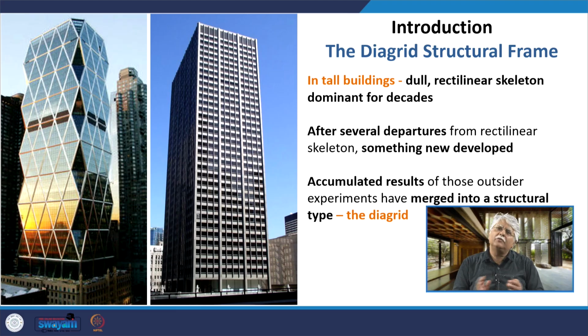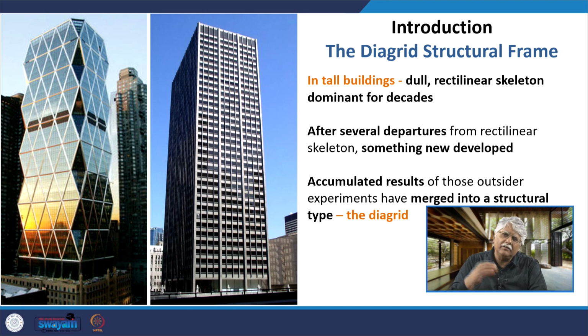We have already gone through a series of lectures where we talked about structural systems in contemporary buildings, starting from the modern times, how from a simple moment structural frame, the structures have evolved. In tall buildings, this dull rectilinear skeleton has dominated for decades, but after several departures from the rectilinear skeleton, we now have something completely new, and that is called the Diagrid frame.